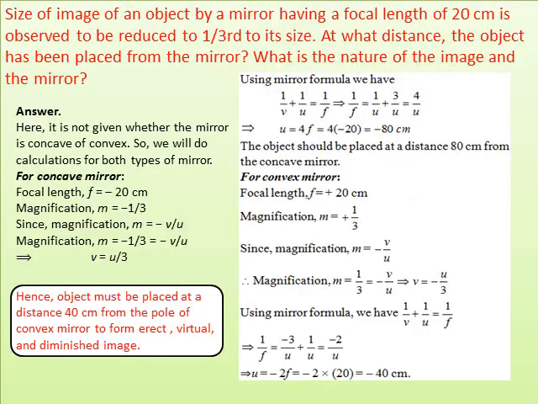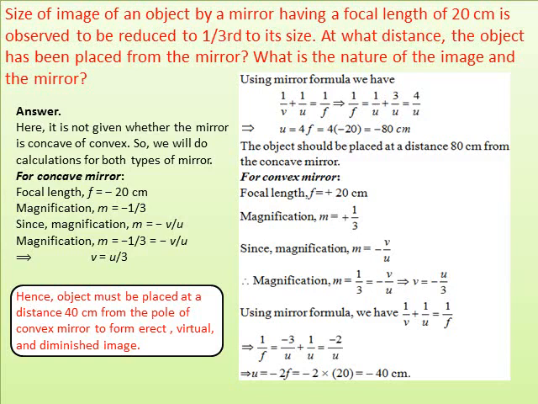Children, now let us take up the next question, which is a little complicated. Read the question: the size of the image of an object formed by a mirror having a focal length of 20 centimeter is observed to be reduced to 1/3 of its size. At what distance has the object been placed from the mirror? What is the nature of the image and the mirror?